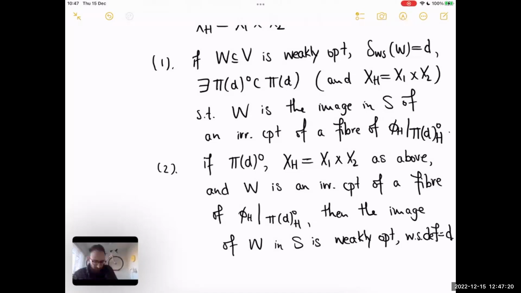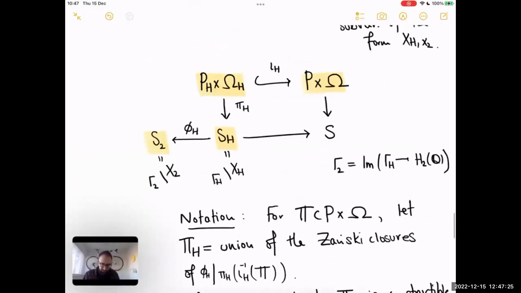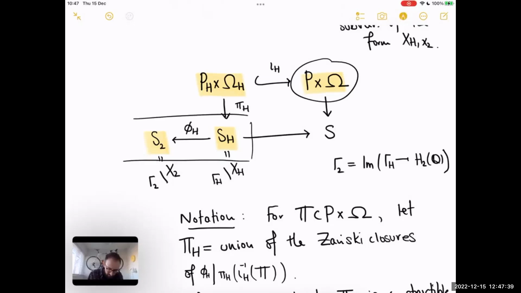Okay, so it's a bit of a mouthful, but essentially what happens is there's finitely many fibers that are derived from locally closed subsets of this guy here. These give you finitely many families, which sort of sit in this morphism here. And the irreducible components of those fibers are precisely the weakly optimal subvarieties of defect D.